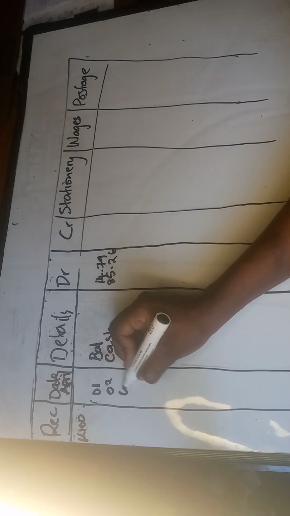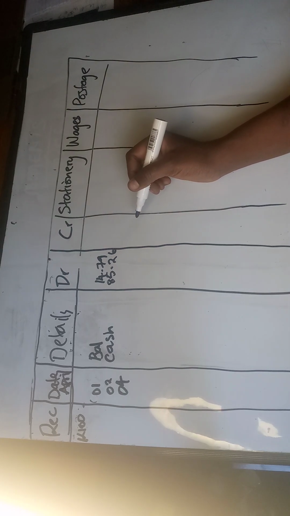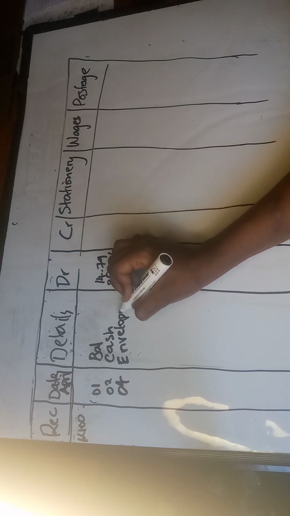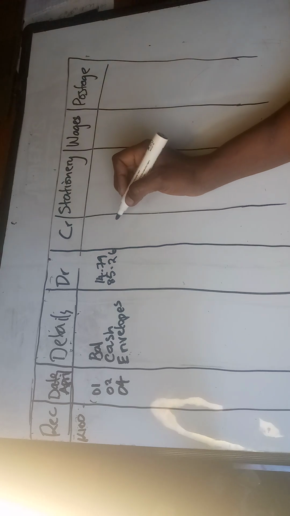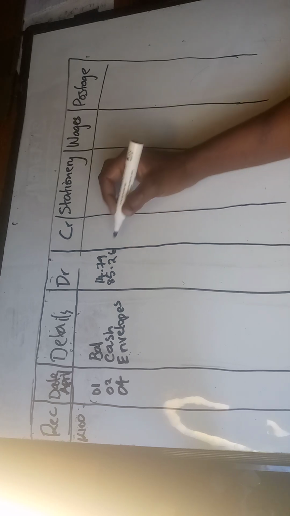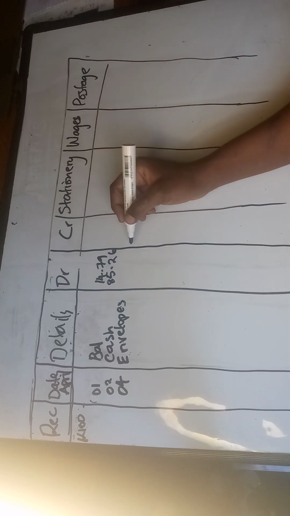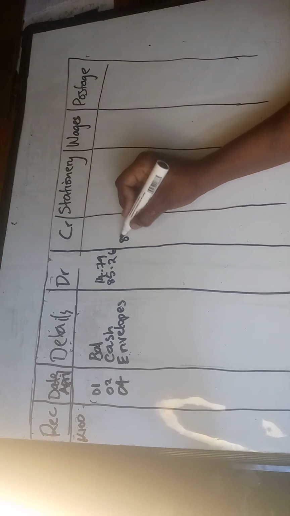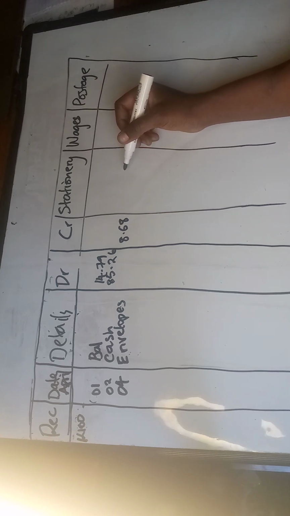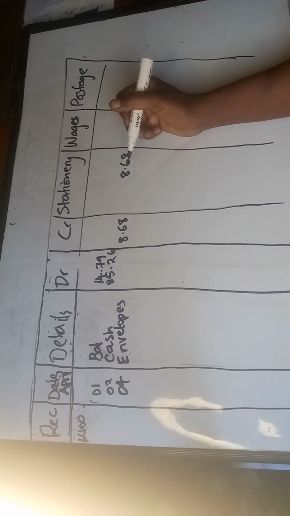Then on the 4th of April, so I'll put 04, purchased envelopes at 8 kwacha 68 ngwe. So for the details, you're going to put envelopes like that. And then since you're purchasing, money is going out of your pocket, not so? So are you going to debit or credit? Whenever money is going out of your pocket, you credit the amount. So we're going to credit 8 kwacha 68 ngwe, 8.68, and we're also going to enter this in stationery, the same 8 kwacha 68 ngwe.